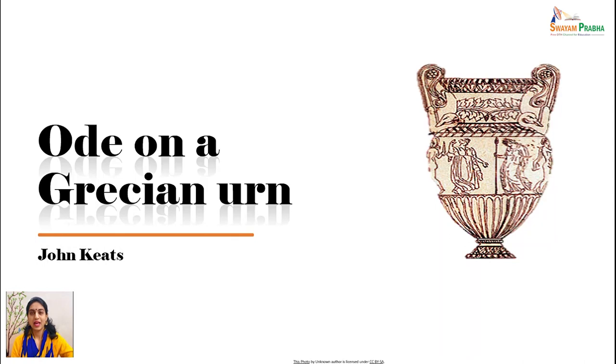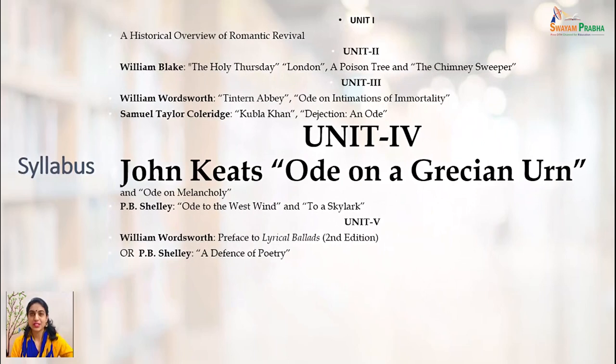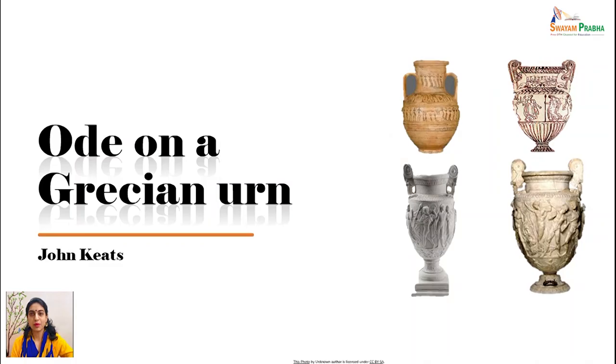Rohila, and today in this class we are going to discuss a famous poem, Ode on a Grecian Urn, composed by John Keats. The poem is a part of the fourth unit of the syllabus of the paper British Romantic Literature. As we have discussed already in the last class, 1819 was the year when Keats came up with a series of odes. So this ode was also among them.